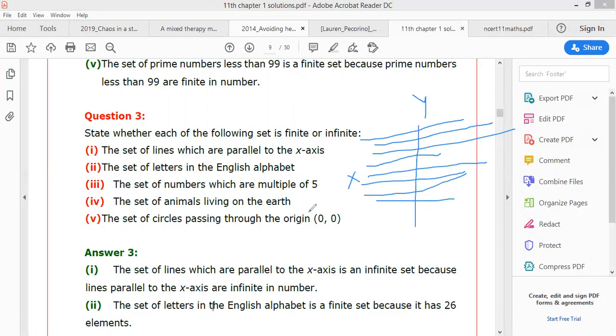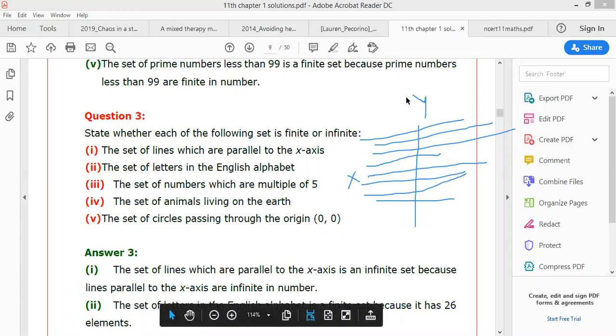The set of numbers which are multiples of 5. Multiples of 5, you start from 5, 10, 15, 20, up to what end you can go? So there is no end. Therefore, this set is an infinite set. The set of animals living on the earth, it's a finite set. Although the count of the animals on the earth is very large, this is a finite set, not an infinite set. After that, we have the next question, that is the set of circles passing through the origin.